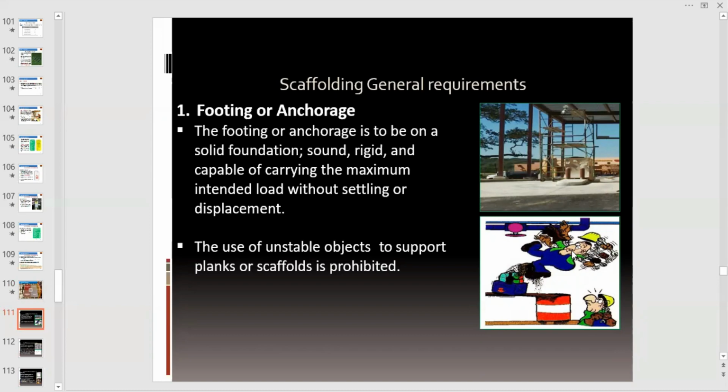Dear friends and colleagues, I'm going to give you scaffolding general requirements. In short, number one element is footing or anchorage. The footing or anchorage is to be on a solid foundation, sound, rigid, and capable of carrying the maximum intended load without settling or displacement. Point number one, this is very, very important. This is a general rule. The use of unstable objects to support planks or scaffolds is prohibited.